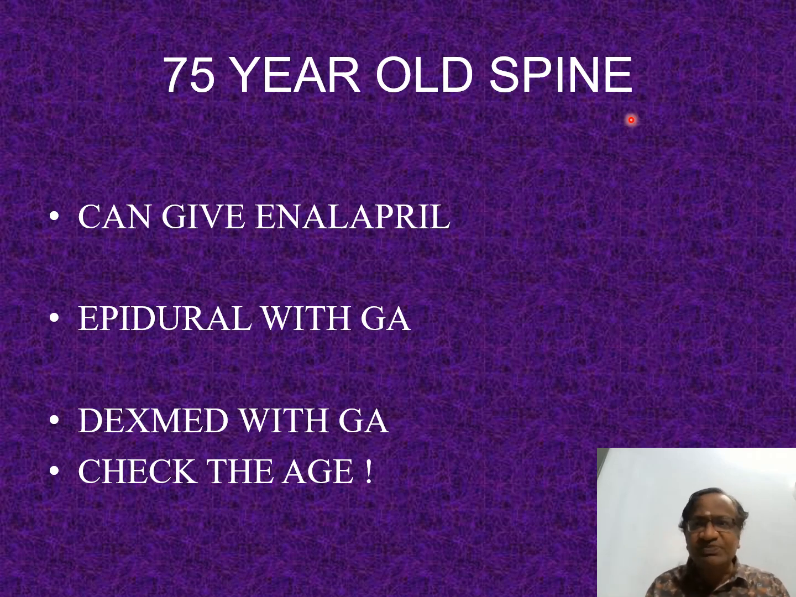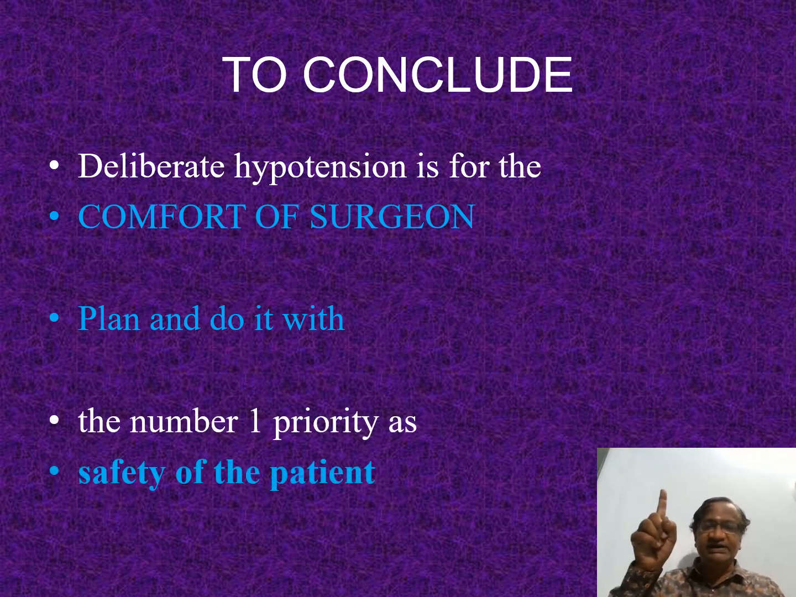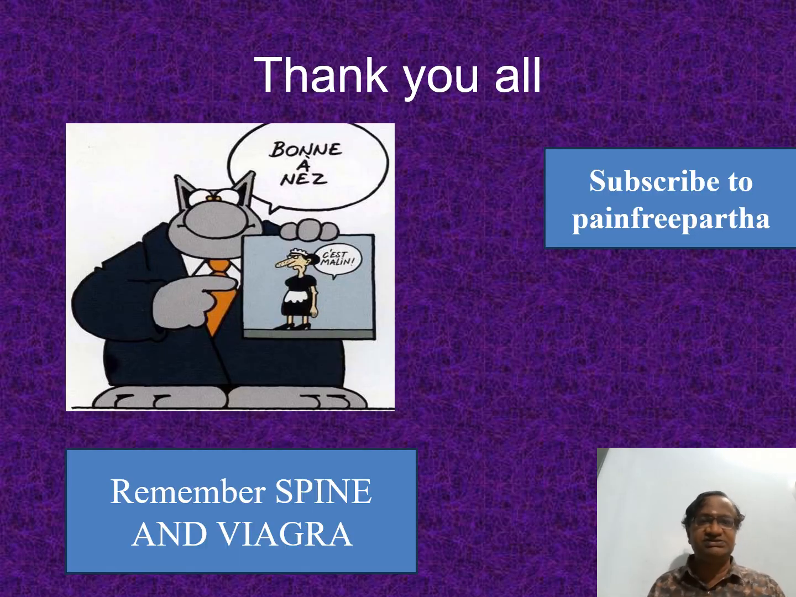Take spine surgeries as an example. Epidural with GA, Dexmed with GA, always take the age into account, because we don't want patients to have cognitive dysfunction and be on a ventilator for 5 days after a spine surgery just because we have given one hypotensive anesthesia. We should understand that deliberate hypotension is for the comfort of the surgeon, and plan to do it with number one priority, safety of the patients.